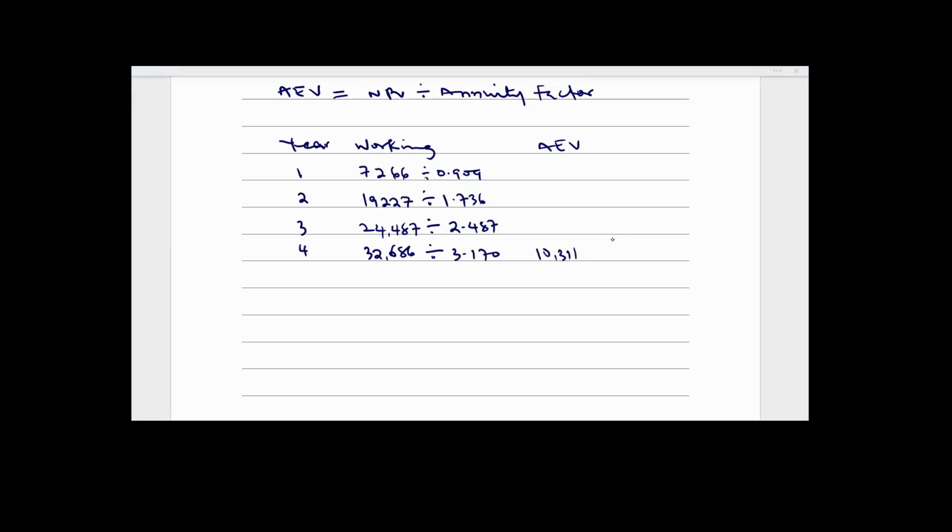Then for year 3, 24,487 divide by 2.487 equal 9,846.